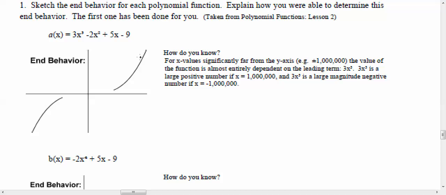what we're really looking at is where does this thing go in the end? Does it go up to infinity? Does it go to a number, or does it go to negative infinity? And we want to search when x is a really, really big number or x is a really, really small number.